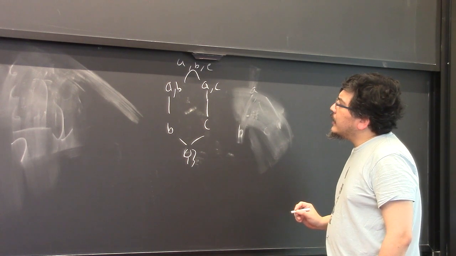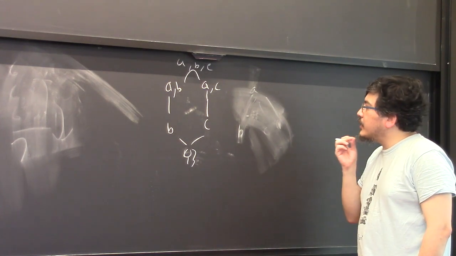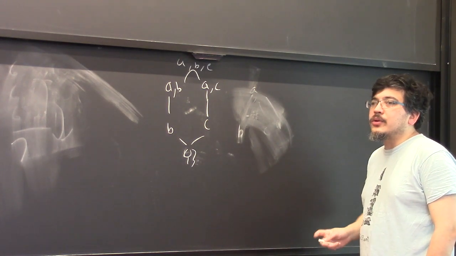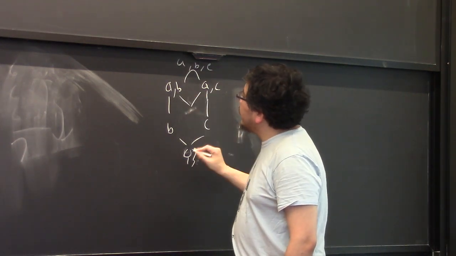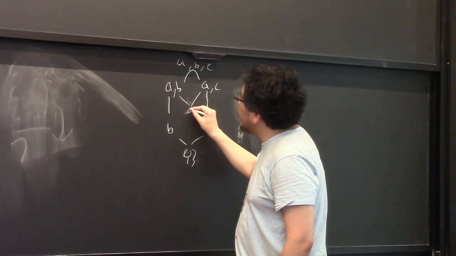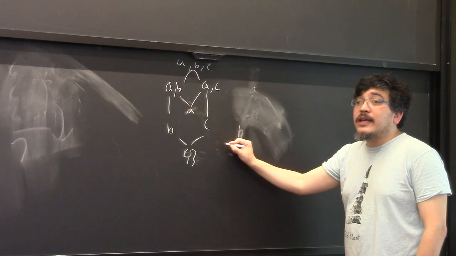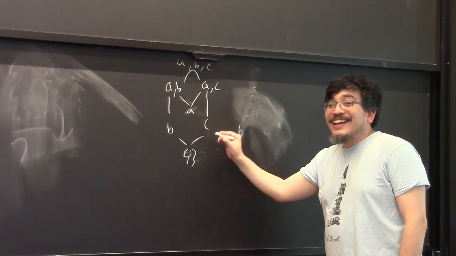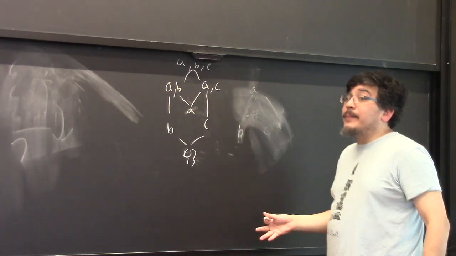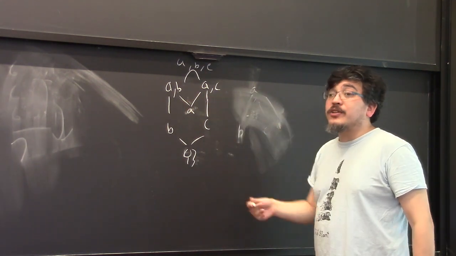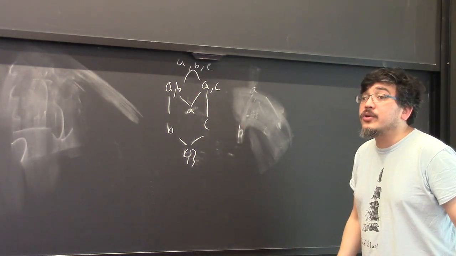If you want to be a frame of opens, you want to be closed under intersection and also union. So these look like points of a space, but what happens if I take the intersection of these two guys? I get A. But I can't have A without having B or C. That was the whole point of this. So if I try to take the frame of opens over this, I've lost all of the poset structure, and I've just got the free poset over my discrete set of atoms, and that's no good anymore.